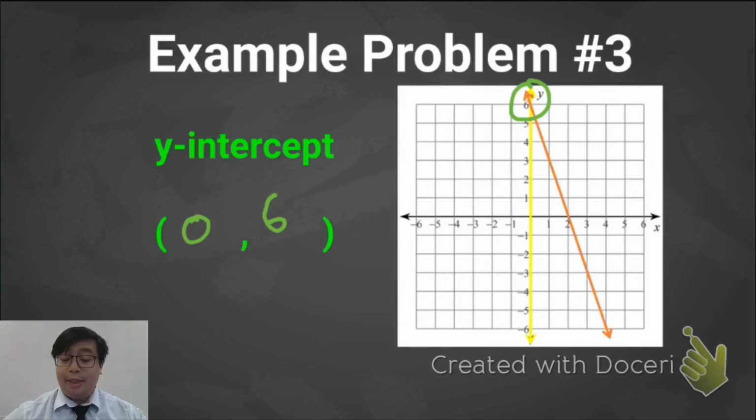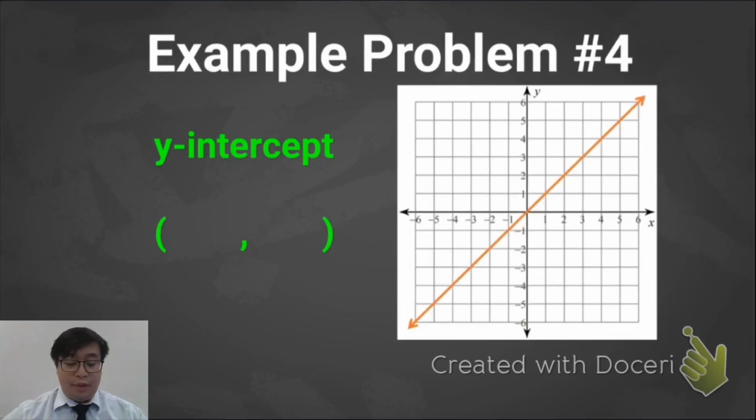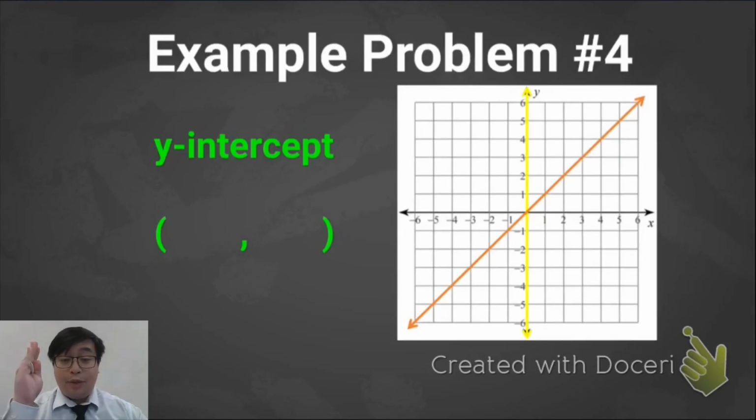And here's our last example. So what's the y-intercept for this line going to be? So I can see that here's my line, and my y-axis is going to be the one going up and down. And these two lines are going to cross right here. So what's the coordinate for this point? So I'm staying right in the center. I know the x value is going to be 0. And since I'm not moving up and down at all, my y value is also going to be 0. So the coordinate for this point is going to be (0, 0).